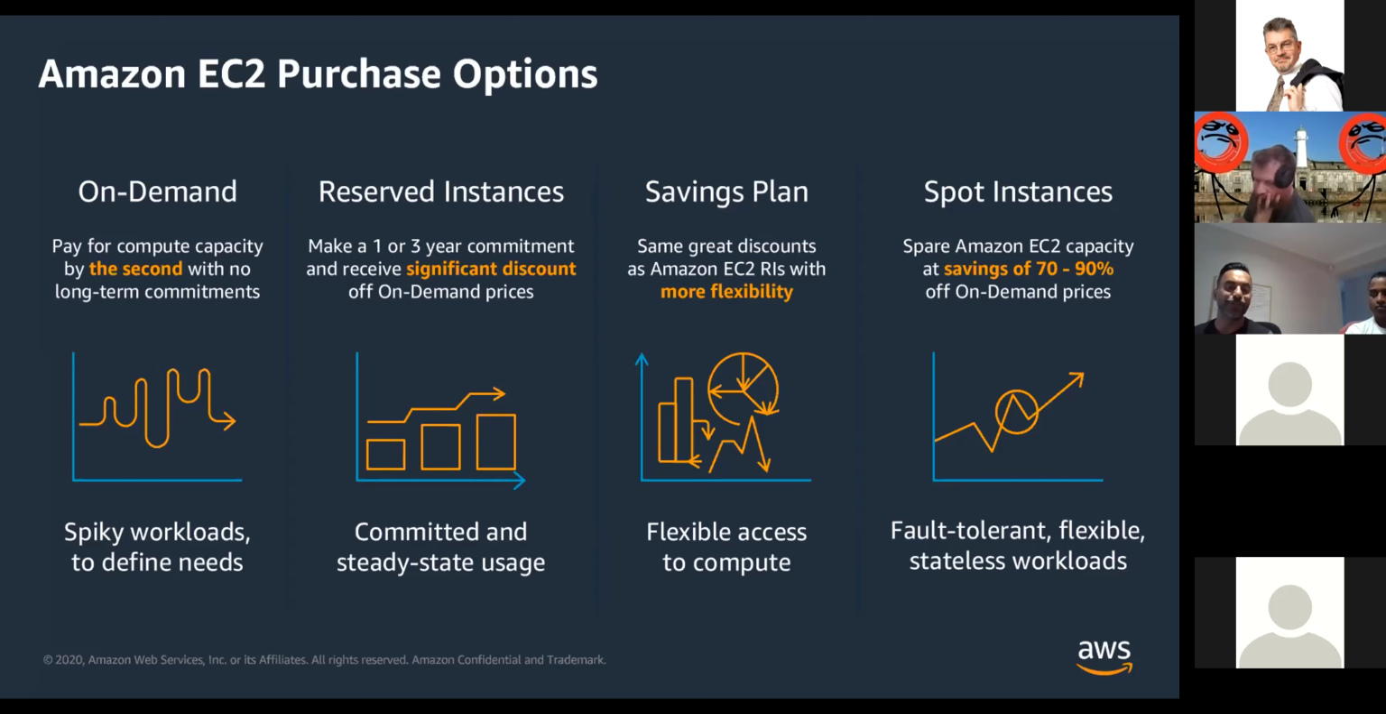So we do have spare capacity every now and then, and we don't want to leave it like that. So we give it back to the customer at a high discounted price, up to 70 to 80, 90%. The way it works is, you would bid for the EC2 instance for the compute, and if your bidding is the highest, you get that instance.